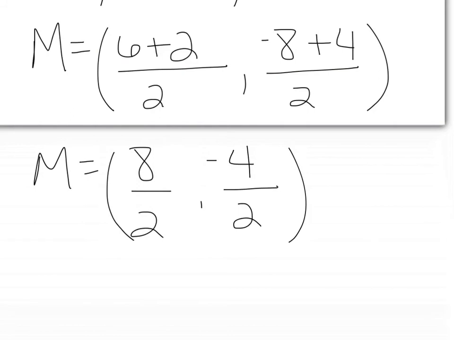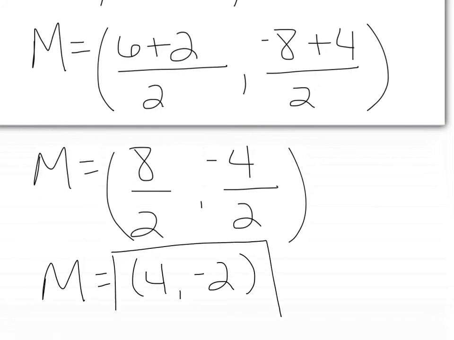Okay, so I'm going to go ahead and reduce or simplify, whatever you want to call it. We know that 8 divided by 2 is 4. And we know that negative 4 divided by 2 is negative 2. So our midpoint is (4, negative 2).